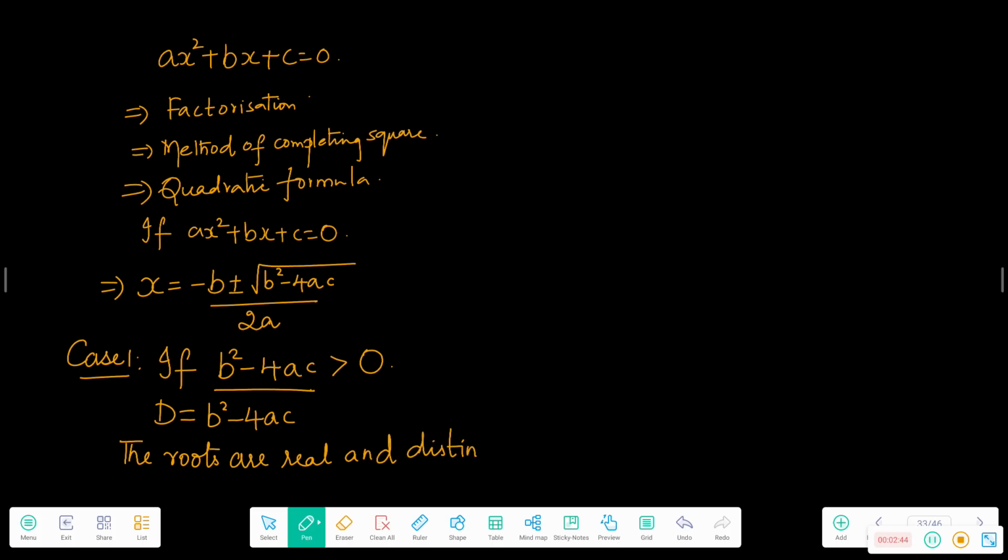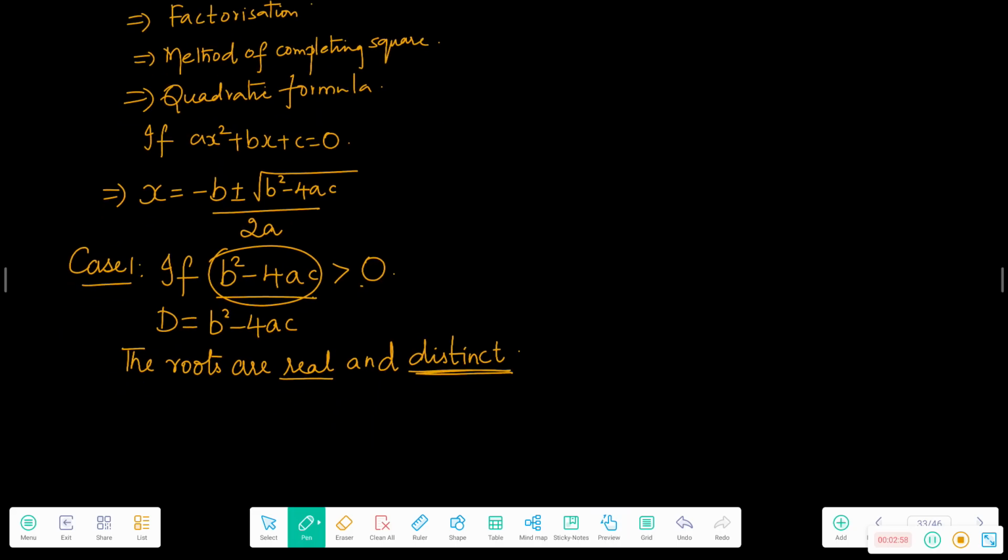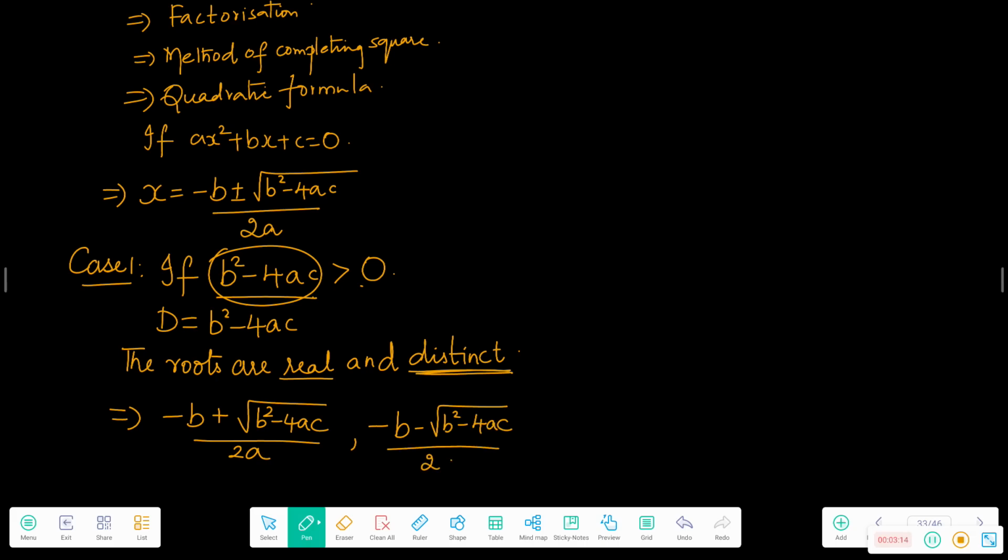That means when we solve this kind of equation having b square minus 4ac greater than 0, then the roots are real and distinct. That means we get two different values of x, and the values will be x is equal to minus b plus under root of b square minus 4ac by 2a, and another value is minus b minus under root of b square minus 4ac by 2a. This is one nature of the root.